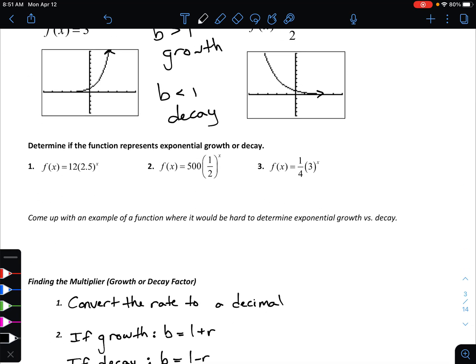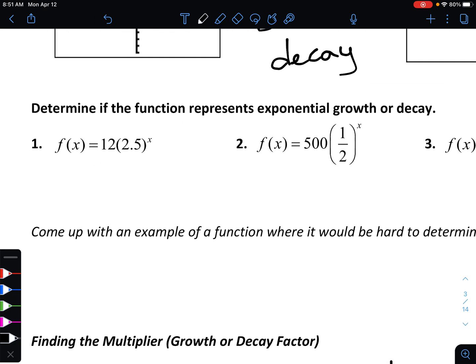On this first example, we've got f of x equals 12 multiplied by 2.5 to the power of x. And we want to decide whether this is growth or decay. Now, I suppose you could just grab a graphing calculator or go to Desmos and type it in and be able to tell that way. But even easier is to look at what your base is, which is the 2.5. And typically the base is what's inside the parentheses. It is always what is being taken to the power of x. In this case, 2.5 is definitely greater than 1. And since it's greater than 1, that's going to be our clue that this shows exponential growth.